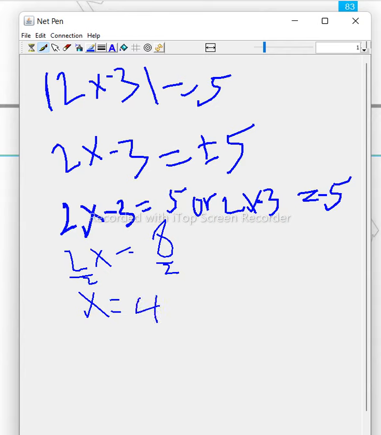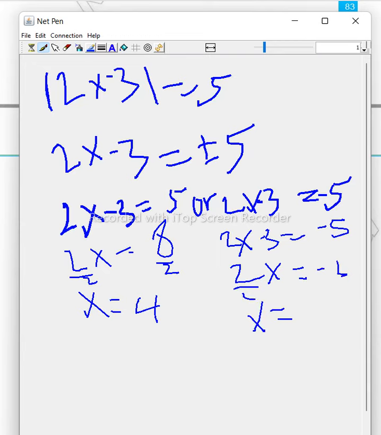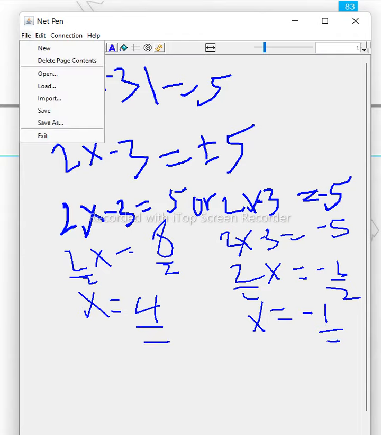Again here we have 2x minus 3 which is equal to minus 5. We can move this here, then 2x is equal to minus 5 plus 3, which is minus 2. So the value of x will be, divide both sides by 2, minus 2 divided by 2, which is minus 1. So we have an answer of minus 1 and 4. So this is all about this example.